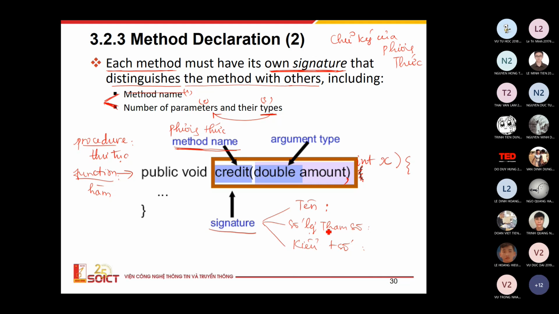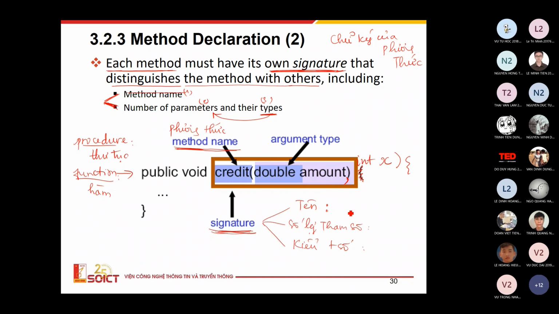Đặng Trung Anh. Alo ạ? Nghe được không ạ? Vâng. Can you answer it? Cô nói lại câu hỏi được không? You show me the signature of this method.